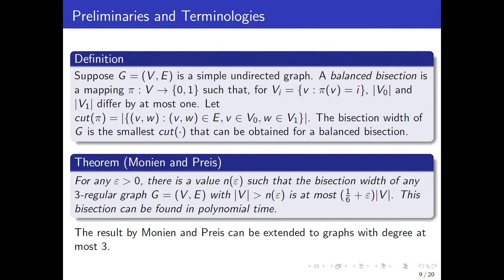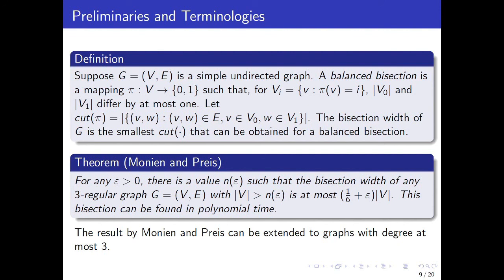So here we'll give some graph definitions because a segment of our paper requires some graph theoretic results. Let G be a simple undirected graph. A balanced bisection is a mapping pi from V to the values 0 and 1 such that we have two sets of vertices, V0 and V1, containing the vertices with map value 0 or 1 based on this mapping. The sets V0 and V1 have cardinality differing by at most 1.